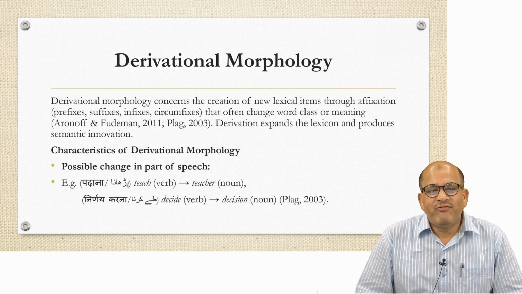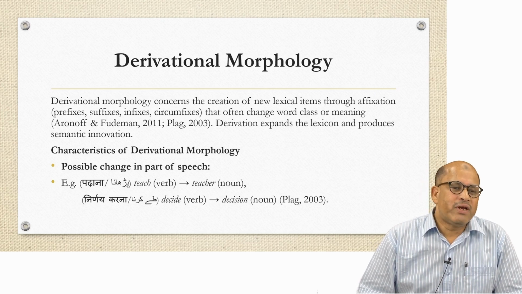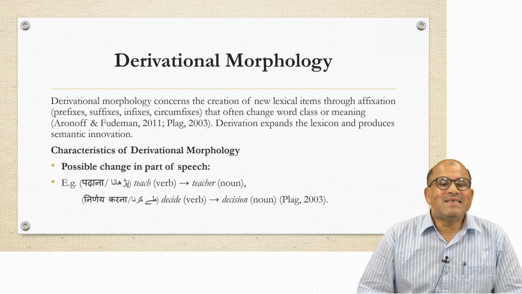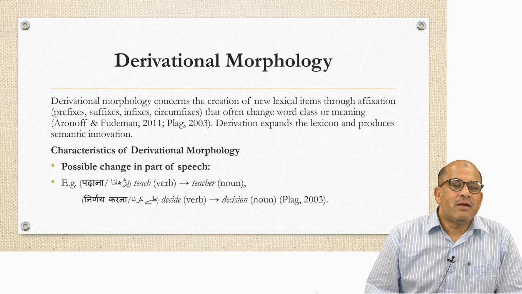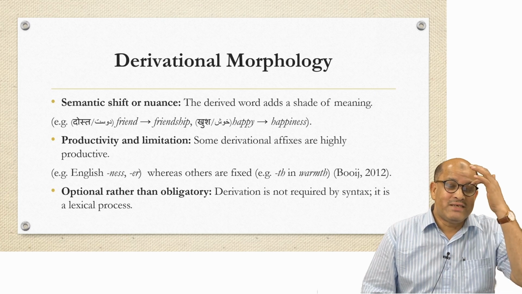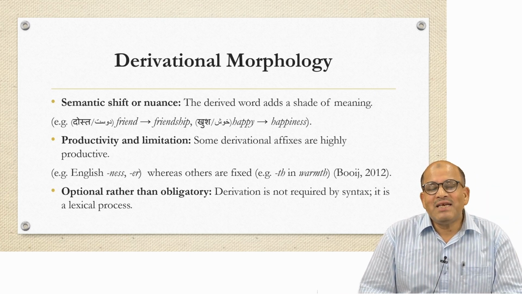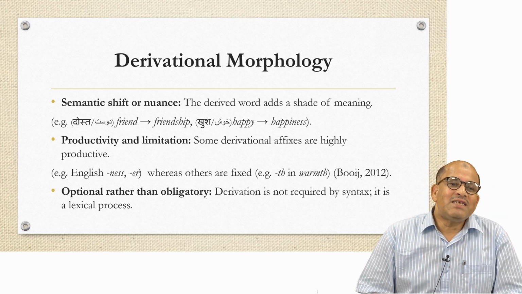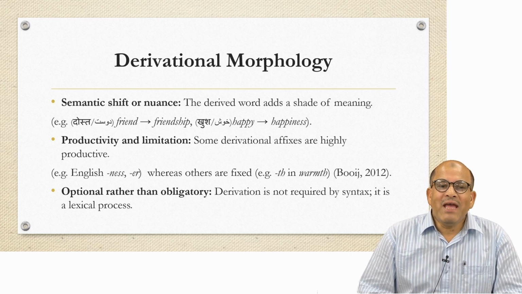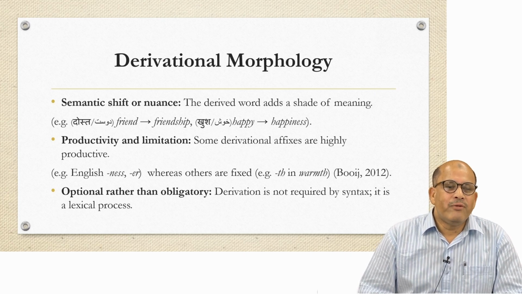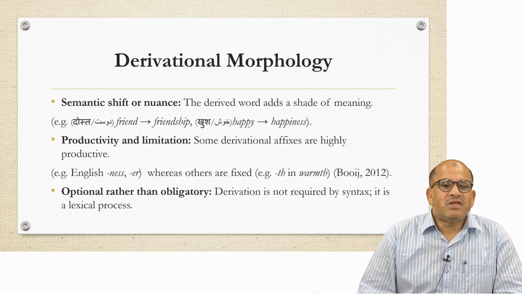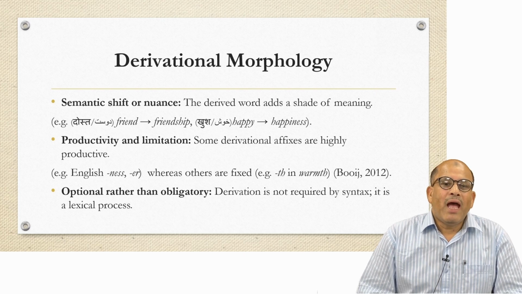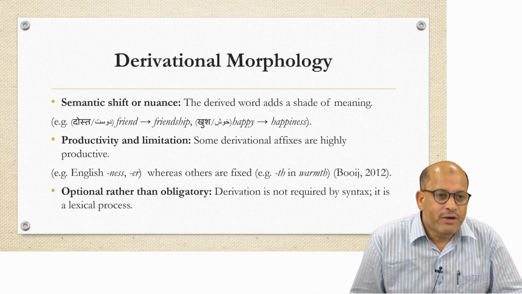So decide is the verb, decision becomes a noun. A verb becomes a noun. So these kinds of changes in parts of speech are derivational morphology, word class change. If you look at semantic shift or semantic nuances, the derived word adds a shade of meaning. For example, friend becomes friendship, dost like dosti, khush is like happiness, khushi, and happy becomes happiness in English.